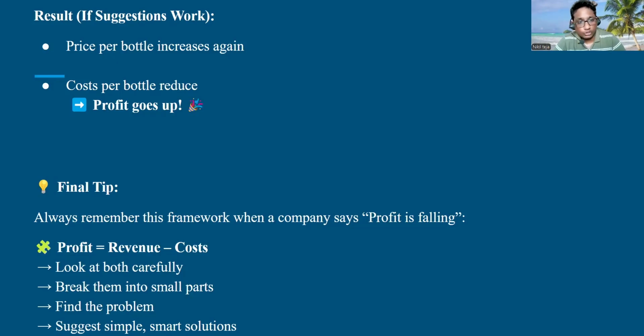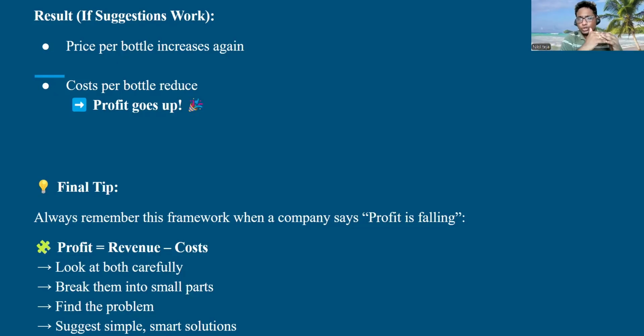Profit is equal to revenue minus cost. As I said before, profit is equal to revenue minus cost. Look at both revenue as well as cost carefully. Break them into small parts. We have broken the revenue into small parts, right? Like they are giving discounts, so that is the reason why revenue has decreased, as well as retailers are demanding more money. So that is the reason why revenue is decreasing. We have divided the revenue into smaller parts. The same goes with the costs also.